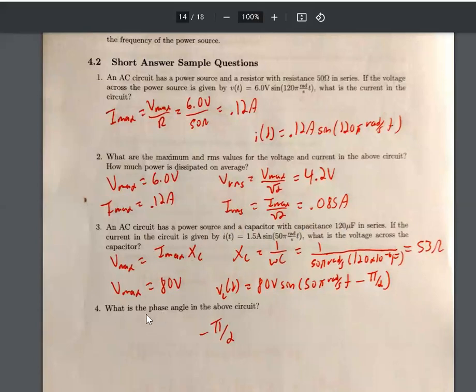So what's the phase angle? The phase angle is just the angle that you have to add to the voltage after the angular frequency times time. So in our case, it's minus pi over 2. If we had a capacitor and a resistor, or possibly an inductor as well, that's going to shift this away from pi over 2, and it can be any value.